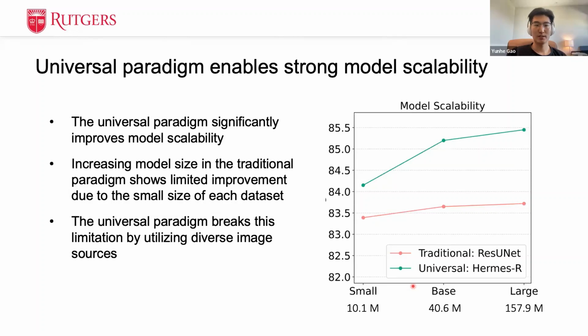Another interesting observation is that the universal paradigm significantly improves model scalability. In this experiment, we use the regular ResUnet as the base, and we scale it down or up into a smaller and larger model. We change the number of layers or the number of channels of the ResUnet to get a small or large version of the model with a different number of parameters. Here, the y-axis is the average testing DICE score over 7 datasets. We can see that in the traditional paradigm, because each dataset has a very limited amount of data, increasing the model size gives limited improvement.